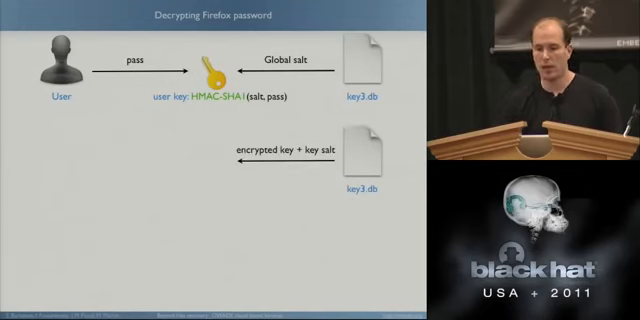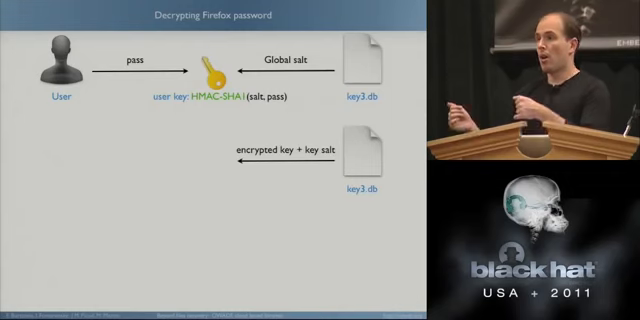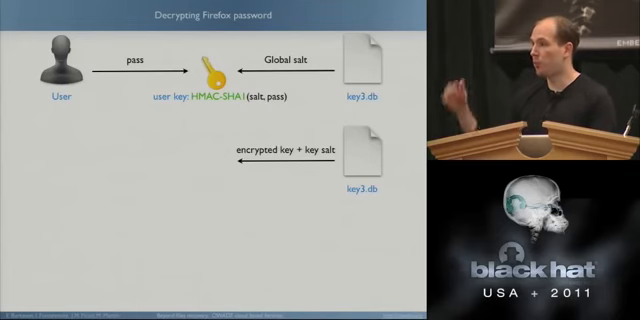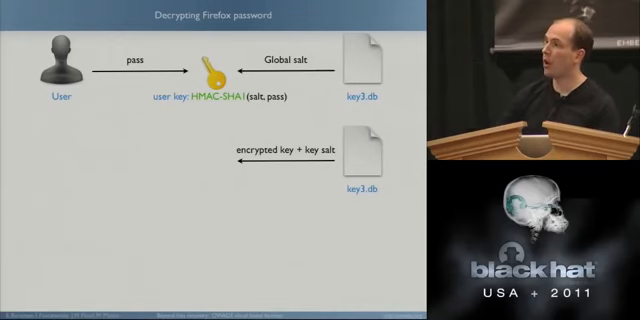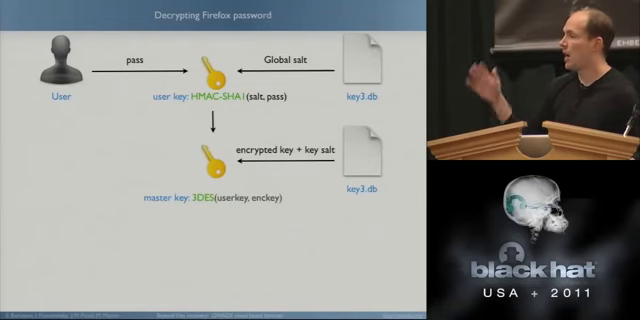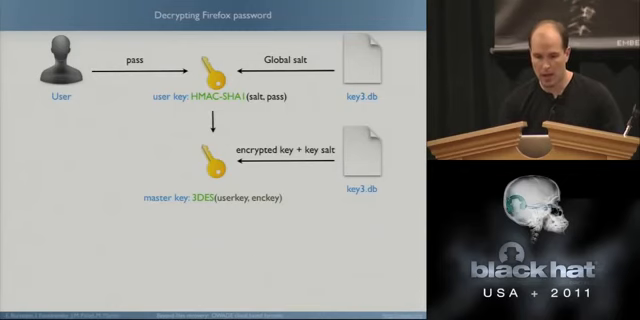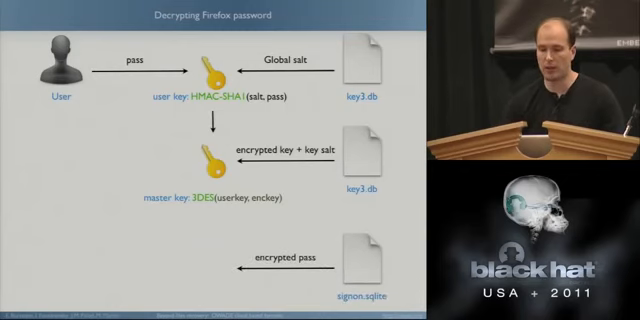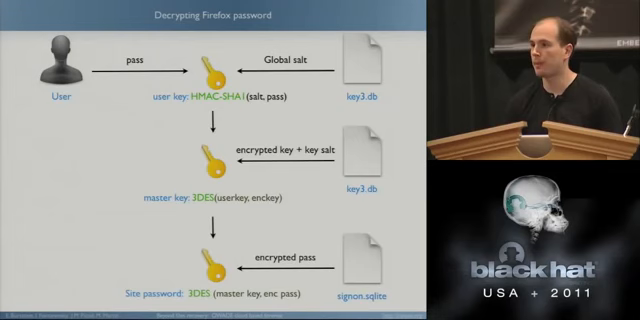With the user key, you're going to extract the encrypted key from the key3.db. You're going to decrypt another key. And the reason why you have this two-pronged decryption is because when you change your master password, they don't want to re-encrypt the entire database. So all they do is re-encrypt this key with your password. And with this, you can decrypt every password and login which are stored in the signons.sqlite database. And then you get your password.